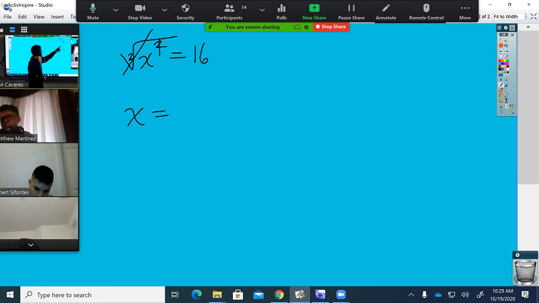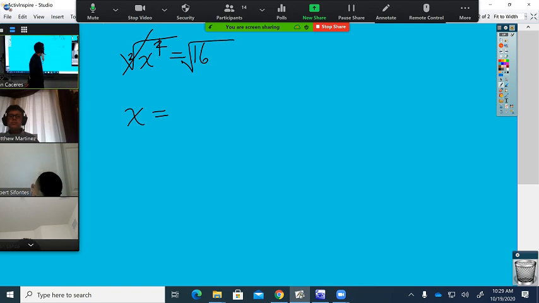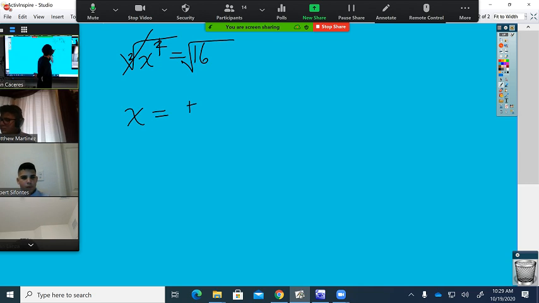But whatever you do to the left side, you also have to do to the right side. So since we put a square root on the left side, we put a square root on the right. And now square root of 16 is positive or negative 4.